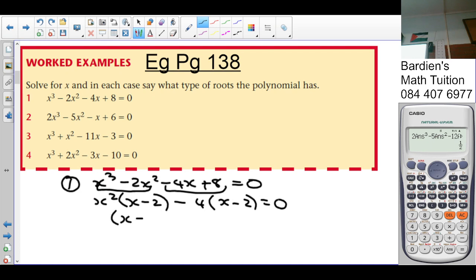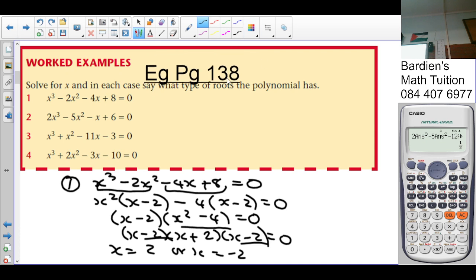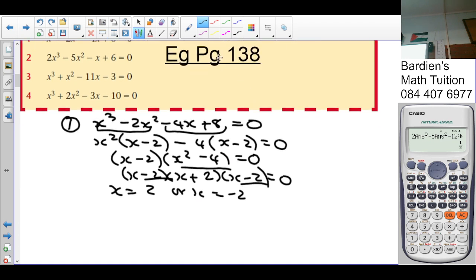If x minus 2 is common, I'm left with x squared minus 4 is equal to 0. This is difference of 2 squares, not so. So it can become x minus 2, x plus 2, x minus 2 equals 0. So what are the solutions? X is equal to 2 or x is equal to minus 2. This one is, and that is the same, so I'll write it 1. Okay, are you all okay with that? Let's look at number 2 quickly.